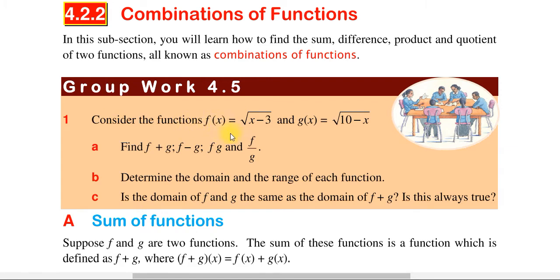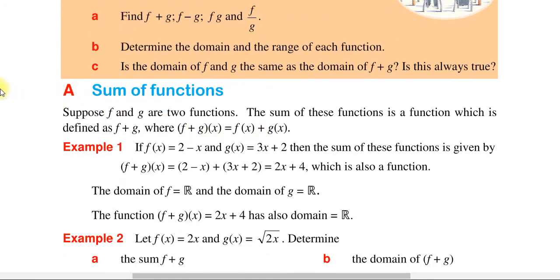ለምሳሌ ግሩፕ ወርካችን ላይ ምን ይለናል? Consider the function f of x equal to under radical x minus 3 and g of x equals under radical 10 minus x ይለናል። Then find f plus g, f minus g, fg and f over g ፈልጉ ይለናል። ያ ማለት f plus g, f minus g, fg, f over g ምን ይባላል? Combination of functions ይባላል። ኦኬ ሶ የመጀመሪያው ምንድነው የሚለው sum of functions፣ ፋንክሽኖችን እንዴት መደመር እንችላለን? ሁለት ፋንክሽኖችን እንዴት አድ ማድረግ እንችላለን?